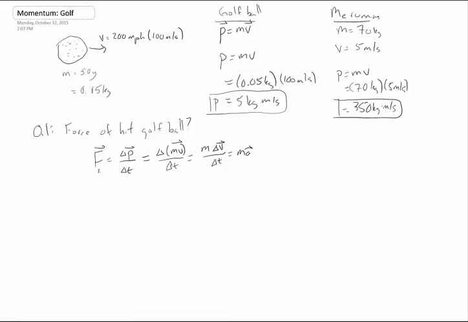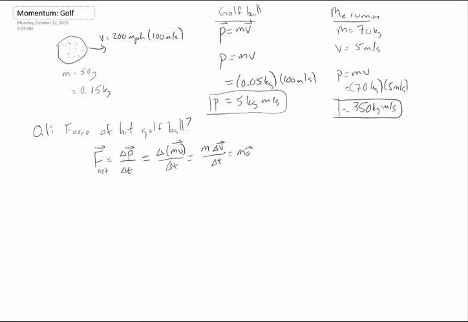And again, it is important to note that this must be F net. This is the sum of all the forces that we add together. That equals ma. That equals basically change in momentum over change in time. So this is actually just another statement of Newton's second law.